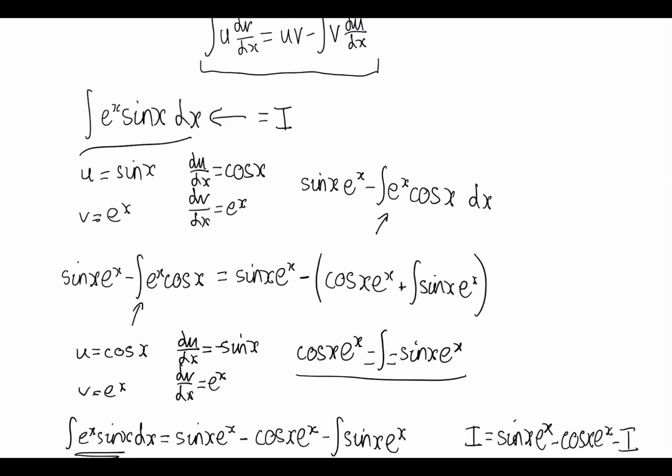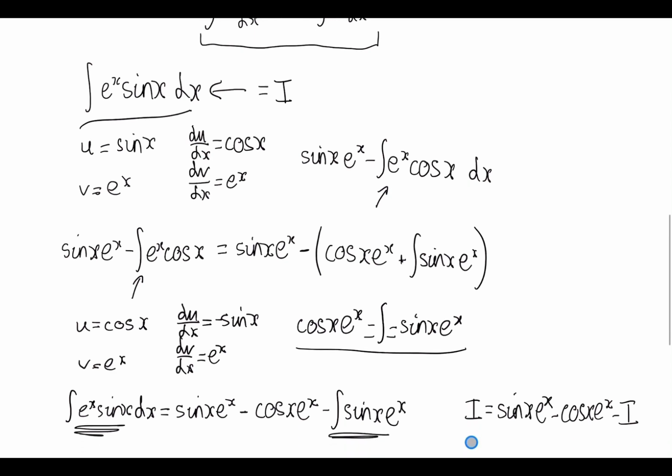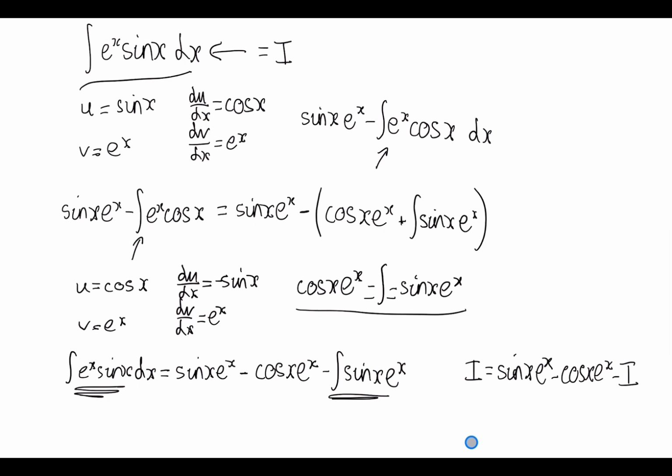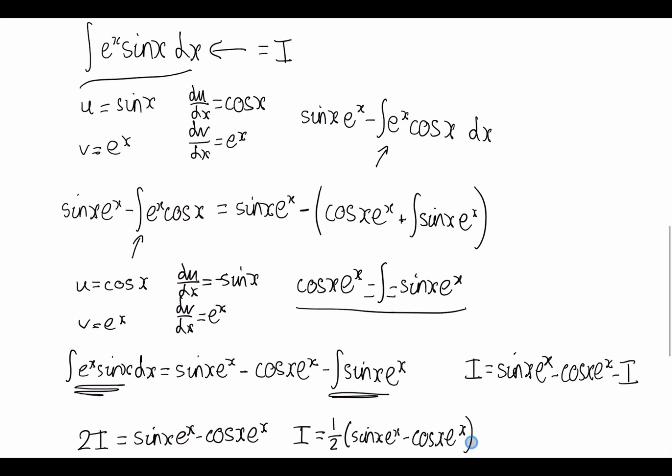Now, we can just treat this like normal algebra. We get 2I, if we add on I to both sides, is equal to sin x e to the x minus cos x e to the x. Dividing both sides by 2, we're going to get I is equal to a half lots of sin x e to the x minus cos x e to the x. And that's our final answer.